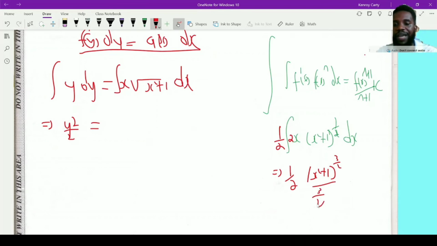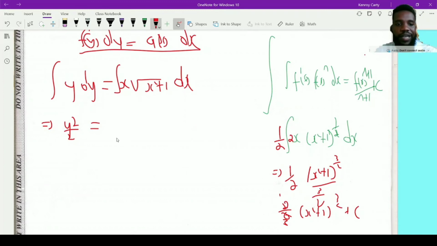Whenever you divide by a function or a fraction, you multiply by the reciprocal. So I'm going to multiply the numerator by 2, the denominator by 6. So I'm going to have 2 over 6 x squared plus 1 to the 3 over 2 plus c. And you break this down to 1/3. Alright, so that is by recognition.